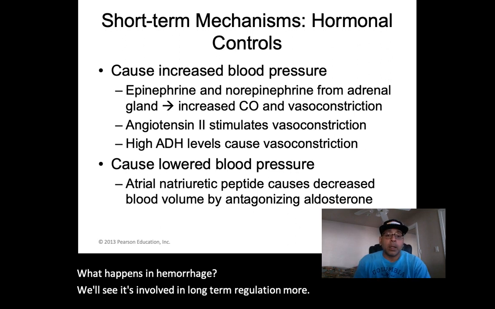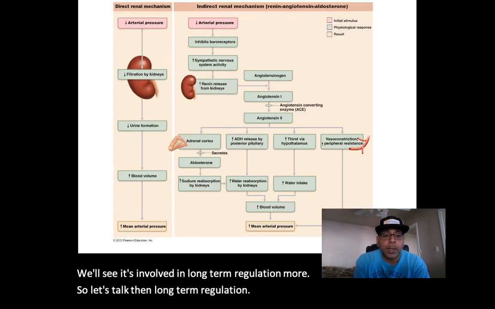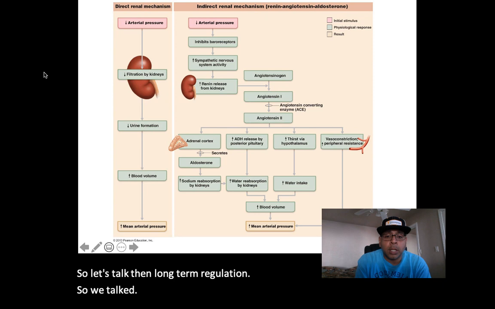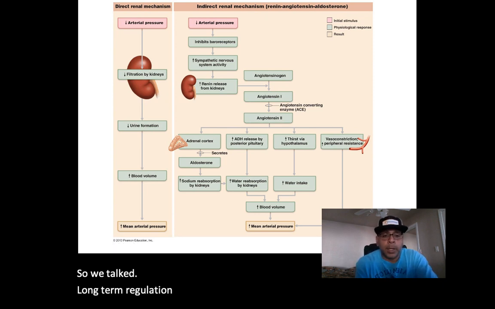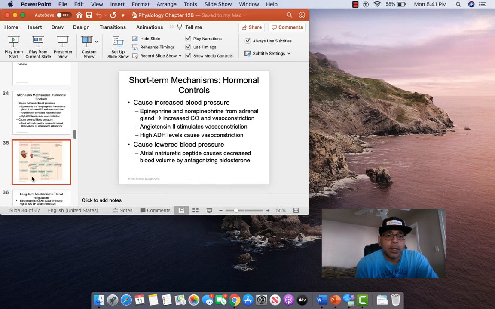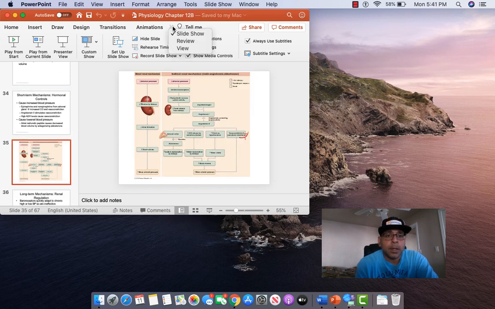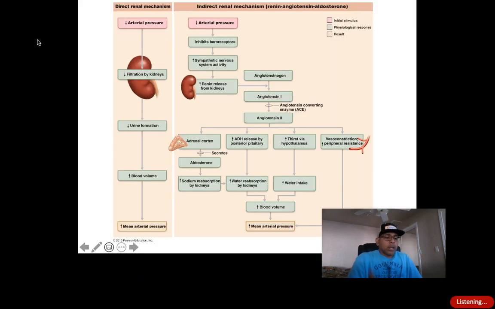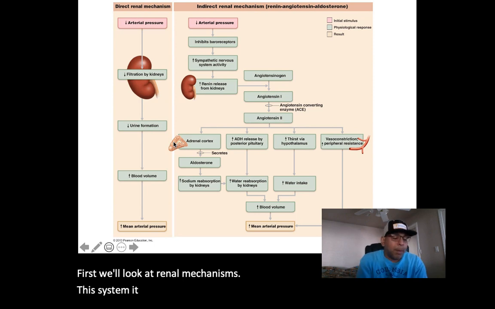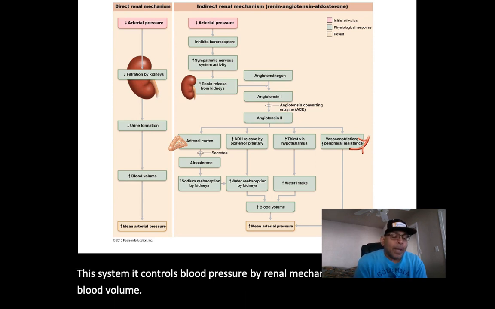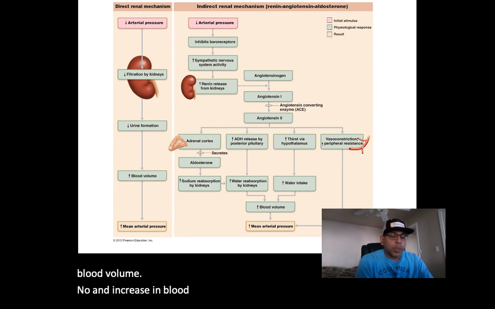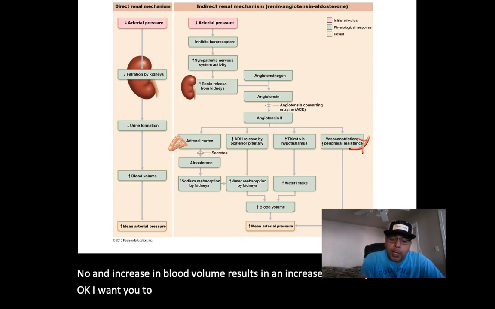So let's talk then long-term regulation. Now, first we'll look at renal mechanisms. This system controls blood pressure by renal mechanisms which alter blood volume. Now, an increase in blood volume results in an increase in blood pressure. Okay, I want you to understand that. An increase in blood volume results in an increase in blood pressure.